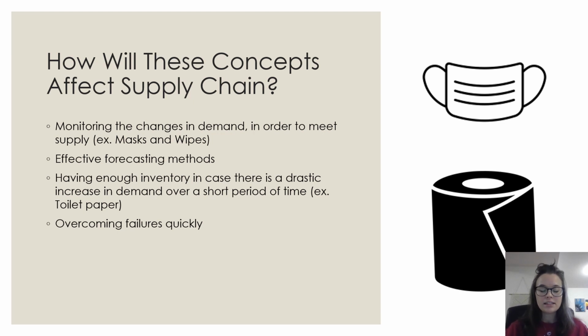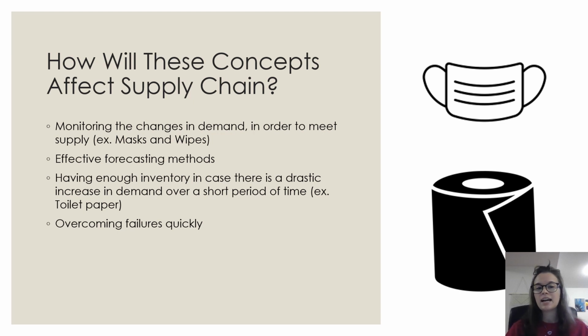And to do this, they need to have effective forecasting methods, and then they need to have enough inventory in case there's a drastic increase in demand over a short period of time. This can be seen with toilet paper. People started freaking out that toilet paper was not going to be readily available, so people went and stockpiled, to which there was a huge shortage, and people that needed toilet paper, for example, 2 days from now, couldn't have it because everyone went and stockpiled. So there needs to be enough inventory.